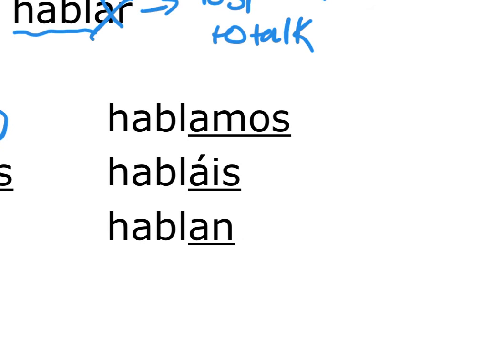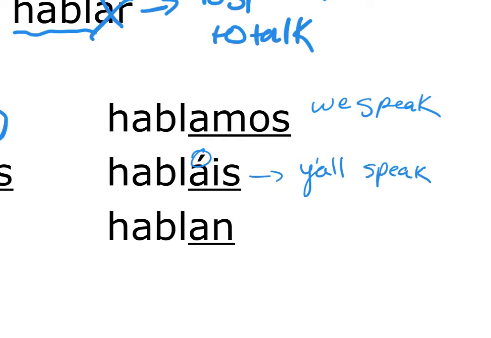Hablamos. So hablamos is we speak. Habláis, again, just notice that accent mark. I'm just going to point it out as much as I need to make sure it's emphasized. Habláis is going to mean y'all speak, right? But only in the vosotros form, which is used in Spain mostly. All right, and then last we've got hablan.